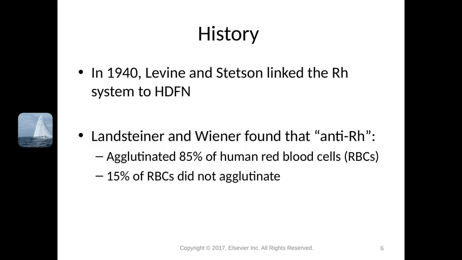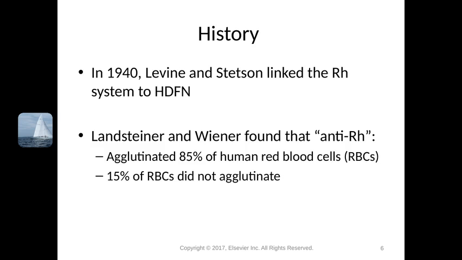But we want to take a look at the history of the blood group system. In 1940, Levine and Stetson figured out that the Rh system is connected to hemolytic disease of the fetus and newborn. You'll see it interchanged sometimes in the documentation, HDN or HDFN. They are both the same thing, but we decided to start clarifying it as HDFN, or hemolytic disease of the fetus and the newborn.